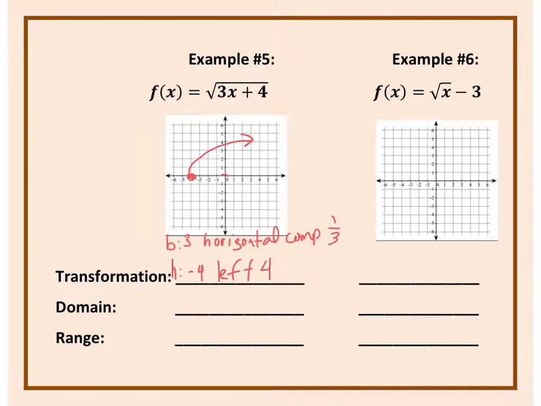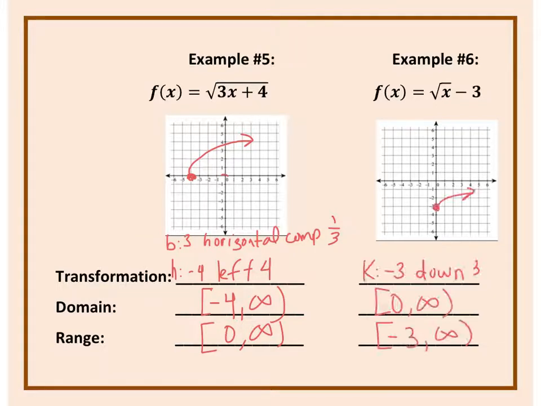What's my domain? Well, my domain is -4 to infinity. My range is 0 to infinity. Now go ahead, pause the video. Try number 6 on your own. All we had on this one right here was the k value of -3, so the graph shifted down 3, but the graph still looks the same. Okay, my domain, my lowest x is 0 to infinity. My lowest y is -3 to infinity because it is going up forever.